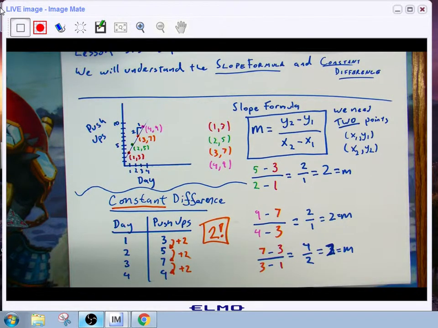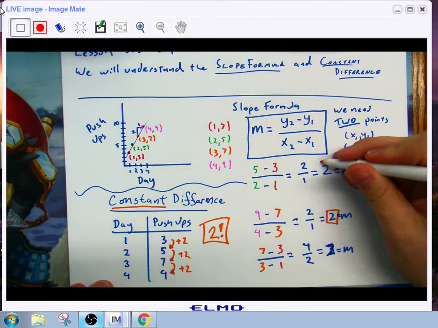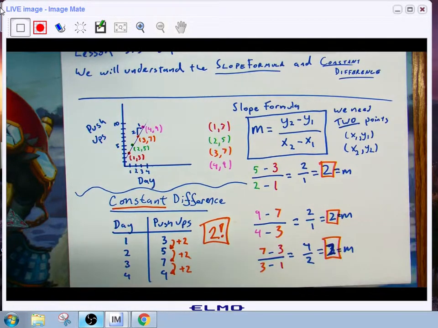Does that make sense? Thumbs up, like, yeah, Victor, I get it. I'm at 2. Now here's the thing that I want you guys to see. I want you guys to see this relationship. What if I asked you what the slope of his workout routine is? What would you tell me that is? 2. You would tell me it's 2. So what is the relationship between constant difference and slope? They're the same thing. It's just a different way of communicating the same information.